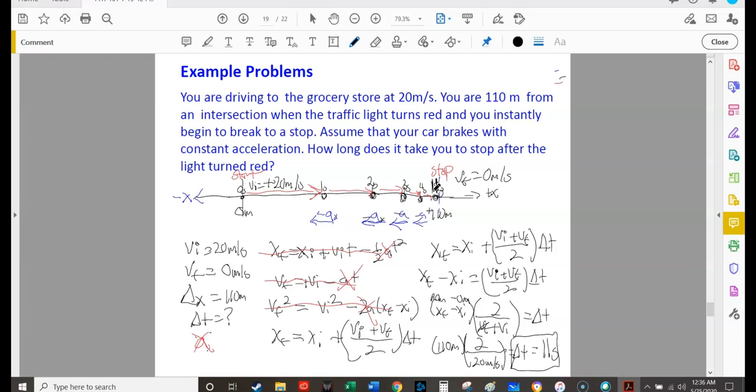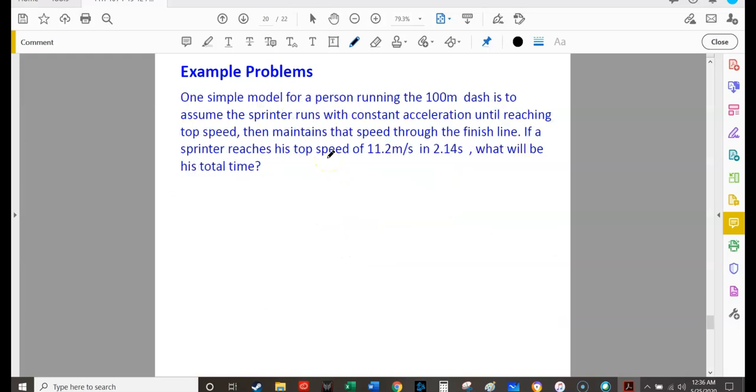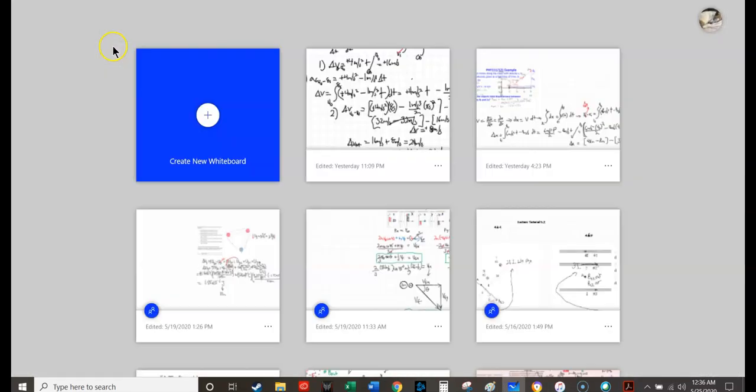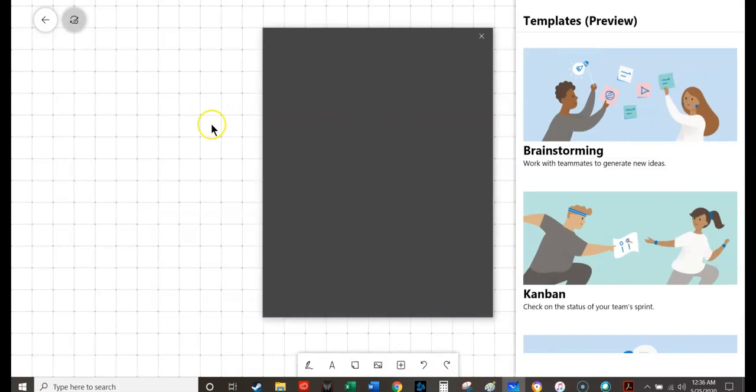Well, let's do another problem. I hope you learned from that. And we're going to do that same format. Except this time I think I'm going to use whiteboard because I was getting a little nervous. I was running out of space.